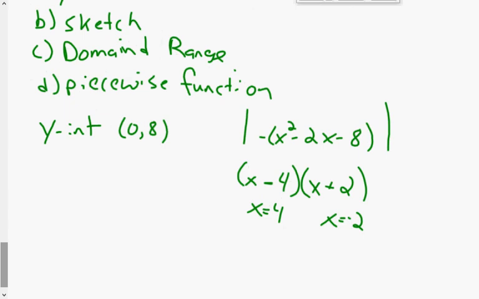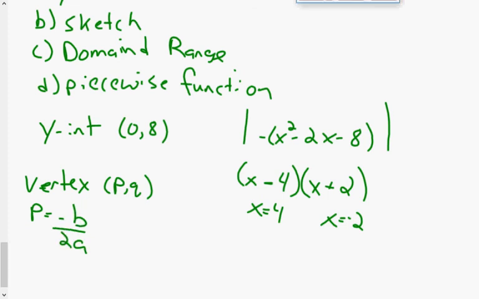Now, the last little piece of information that I'm going to need to graph this guy is the vertex. Remember, my vertex is my P and my Q value. Does anyone remember the formula for P? Negative B over 2A. Okay, so there it is, negative B over 2A.